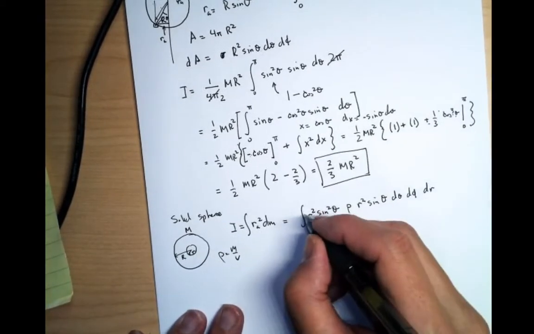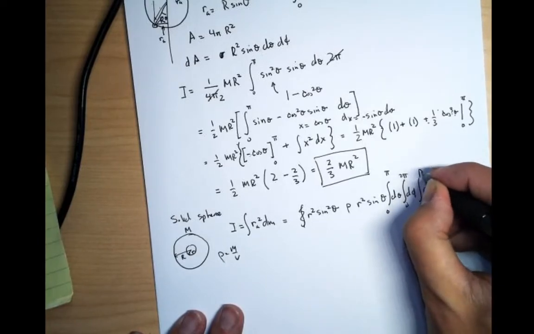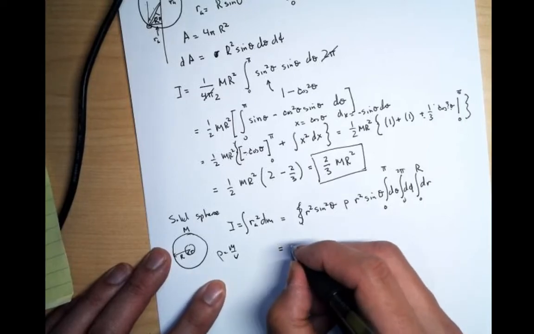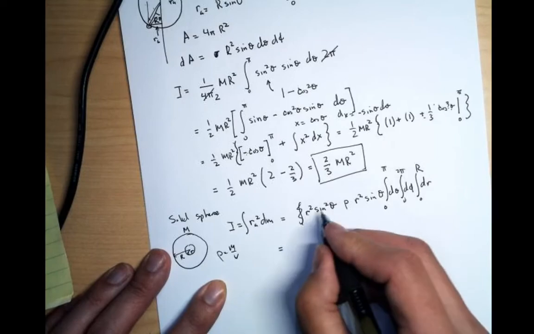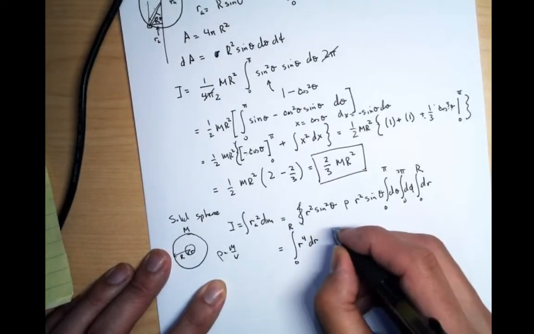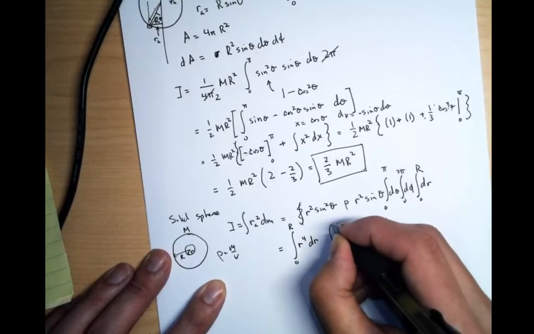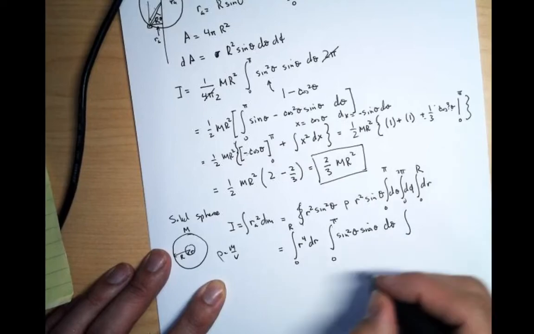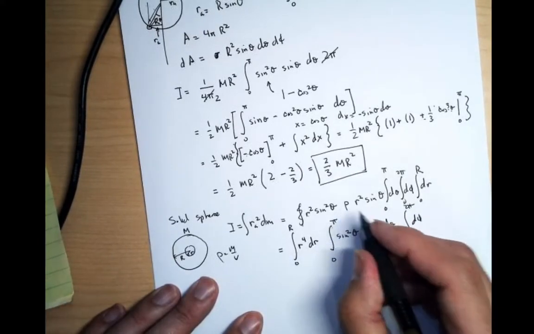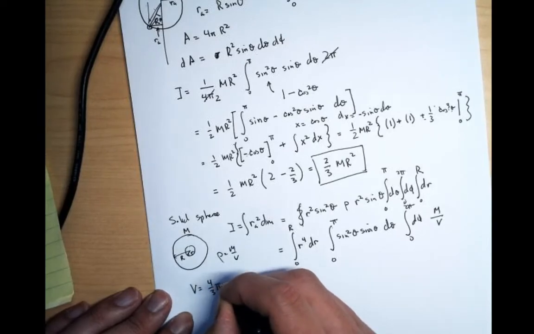So let's just do each one of these things. I'll move this thing over here. This will go from 0 to pi. This will go from 0 to 2 pi. And this will go from 0 to R. Okay? Now, I have to keep everything else in mind here. So this is going to be equal to, let's see, so that's the integral of r to the 4th dr, 0 to R. Second one is going to be sine squared theta sine theta d theta, 0 to pi. Third one is going to be the integral from 0 to 2 pi of d phi. And the fourth one is rho, which is mass over the volume. And volume for a sphere is 4/3 pi r cubed. Okay?